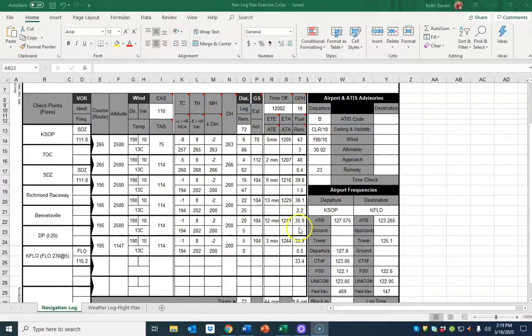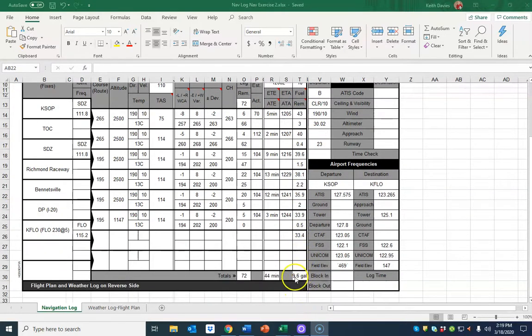In 12 minutes, it's about 2 gallons. So every time I come down here, I take it away. I'm going to burn a total of 9.6 gallons right here. And then I just take away, and just as I'm flying the route, I'm checking my fuel gauge to make sure I'm tracking and burning what I should.